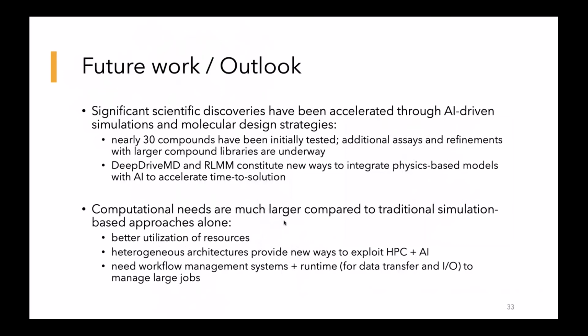And one of the things that we are discovering a lot more is the fact that computational needs are getting much larger, especially because there is a deep learning algorithm or a reinforcement learning algorithm, which are harder to train or harder to get done in the amount of computing resources we might have. So there is a need to have integration across heterogeneous architectures that allow us to exploit both HPC and AI at the same time. And that means that there is a need to develop better workflow management systems and also come up with ways in which we can manage such large jobs.